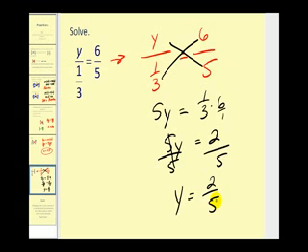Let's go ahead and check this one. We already determined that 1/3 times 6 was equal to 2. So if y is equal to 2/5, 2/5 times 5, or 5 over 1, would also give us 2. So it checks. That'll do it for proportions.